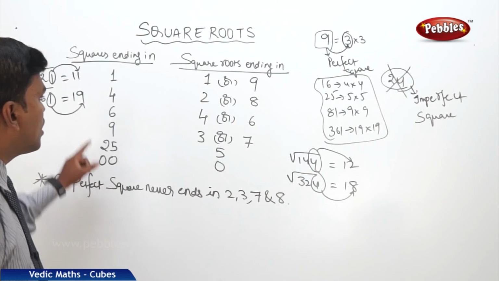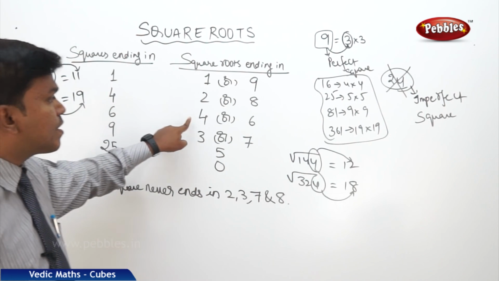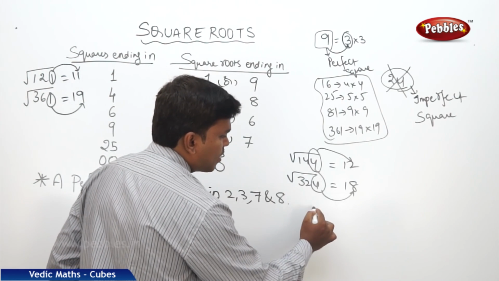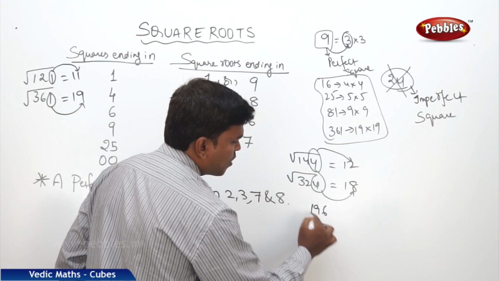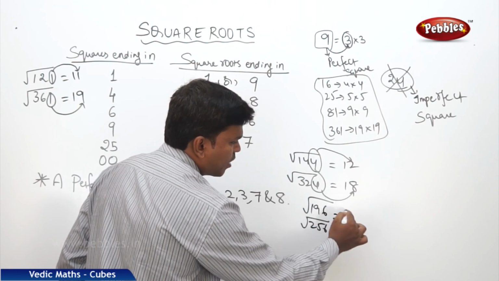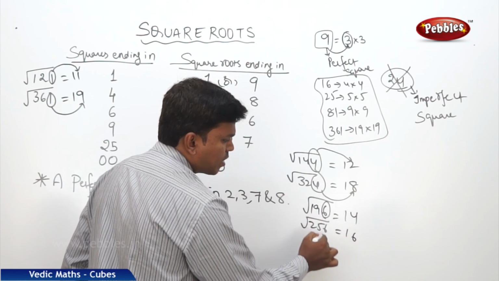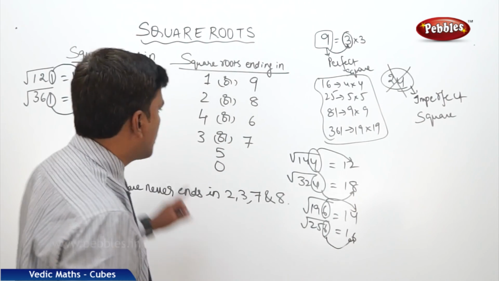Similarly, if a square number is ending in 6, its square root should end in 4 or 6. What is the example? Say 196 and 256. Both are square numbers only. This square root is 14 and this square root is 16. Both are ending in 6 only, but the square roots are ending in either 4 or 6, like this.